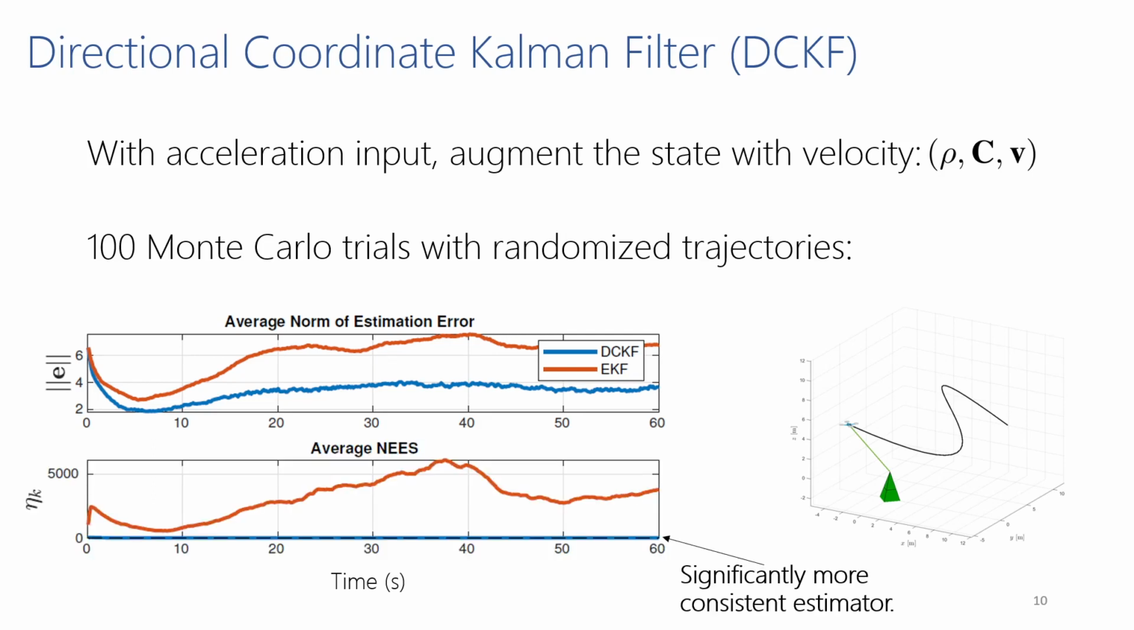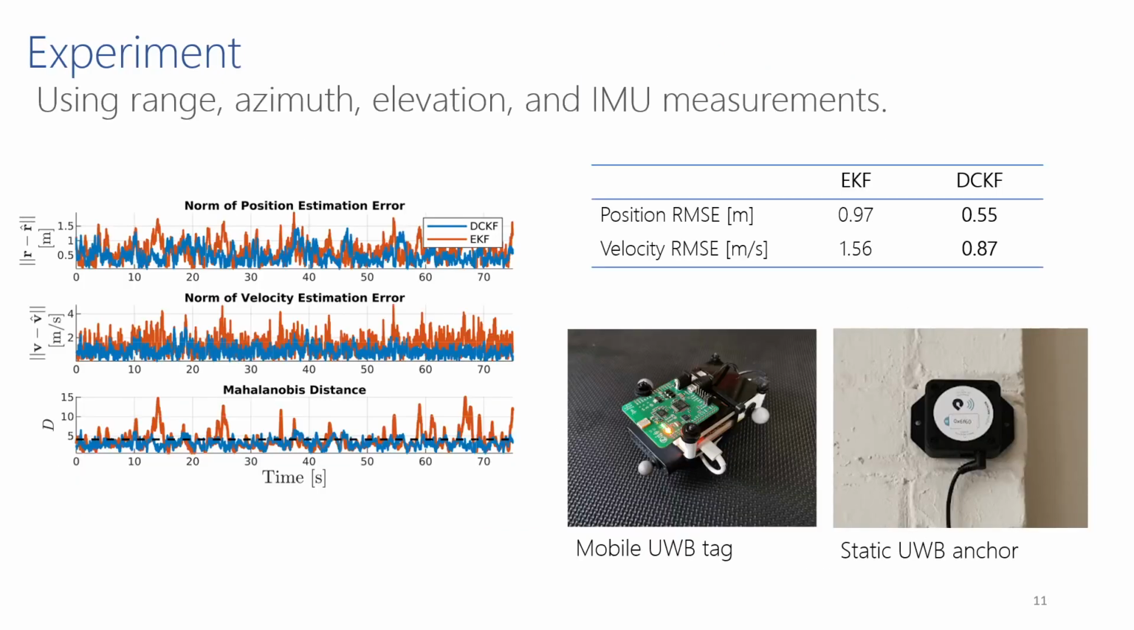The difference is even more significant when looking at the average normalized estimation error squared, which is another common consistency metric. The lower NEES indicates a significantly more consistent estimator. We also conducted a brief experiment where we estimated the position of a handheld mobile UWB tag relative to a static UWB anchor on the wall. Although the difference between the Cartesian and directional Kalman filters is less dramatic in experiment, we still see benefits in both estimation performance as well as consistency.